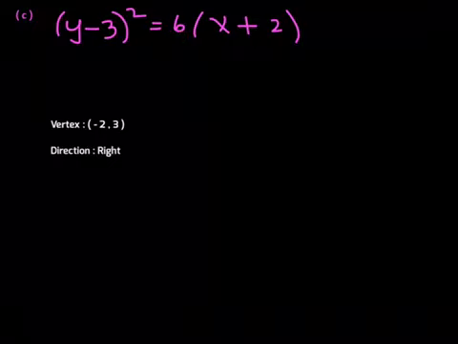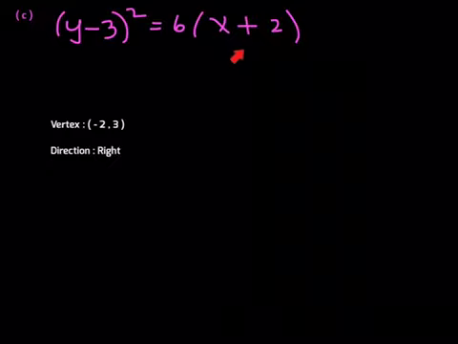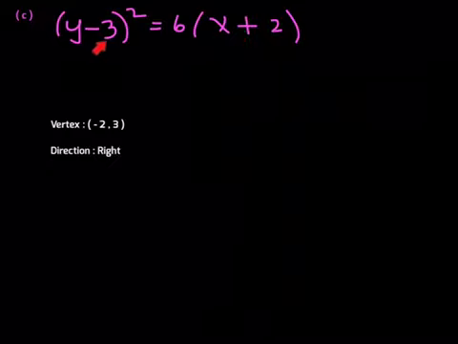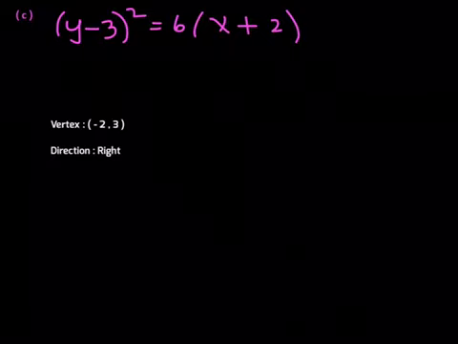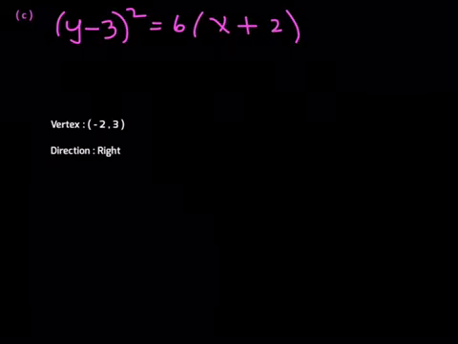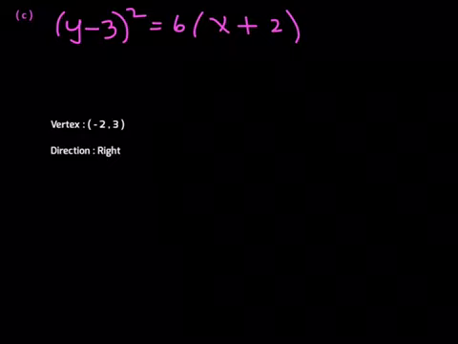Now, I also notice that my vertex, which is (h, k), remember h is always with x, and k is always with y, my vertex is (-2, 3). So really what I'm interested in finding at the moment is what p is. Notice that the 6 is representative of p.